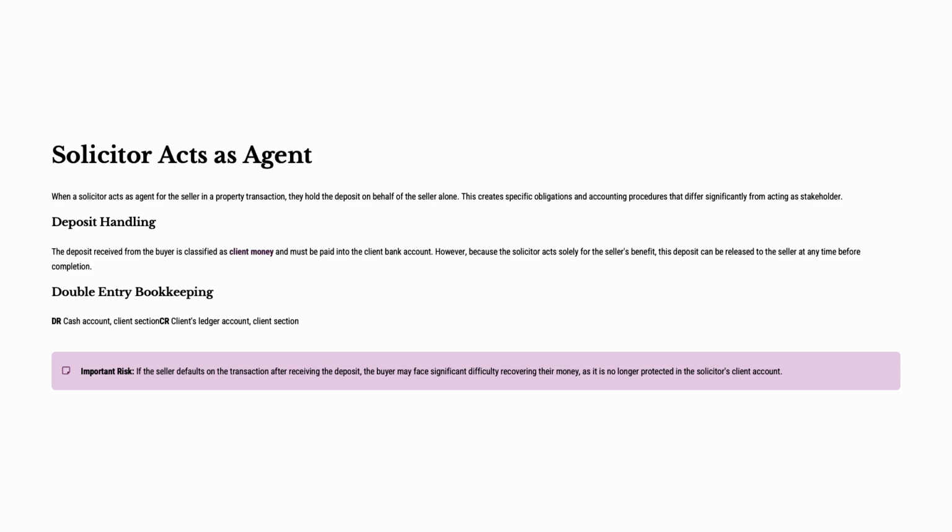So the first thing is solicitor as agent. When the solicitor acts as an agent for the seller, the deposit received from the buyer is client money and is paid into the client bank account. The solicitor can pass the money to the seller at any time. The double entry that we need to do is to debit cash account client section and credit client ledger account client section. This ensures the deposit is recorded correctly. And we need to keep in mind if the seller defaults, the buyer may face difficulty recovering the deposit.